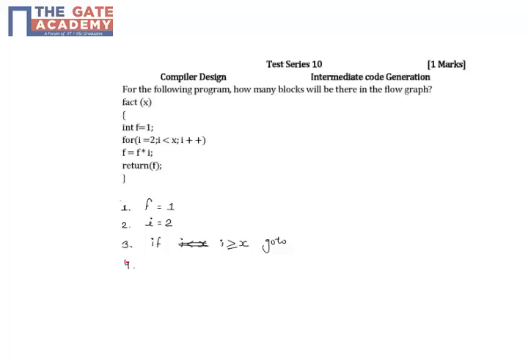The fourth statement says that f is equal to f multiplied by i, that is the statement of this for loop. After that, in the fifth statement, I will have to increment the value of i for this for loop. So i is equal to i plus 1 I should do. For that, first of all, I'll have to compute i plus 1 into some temporary t1, and after that I'll have to copy it back to i.